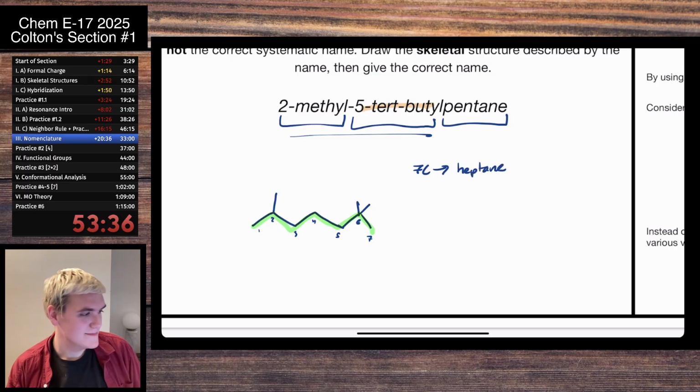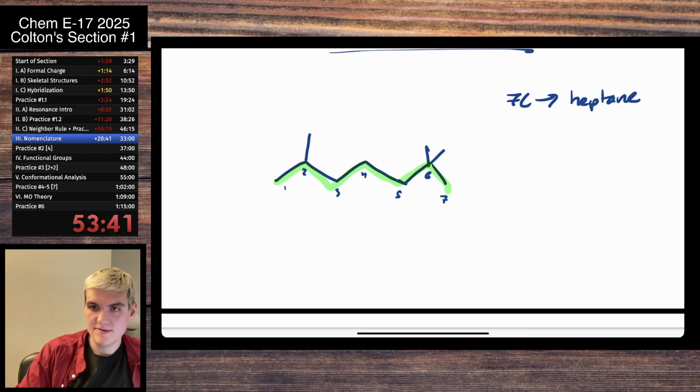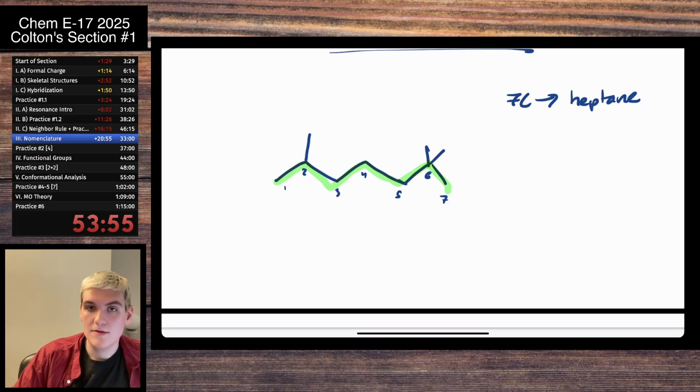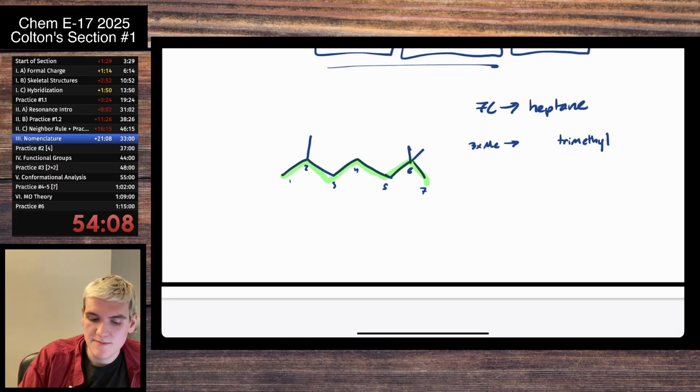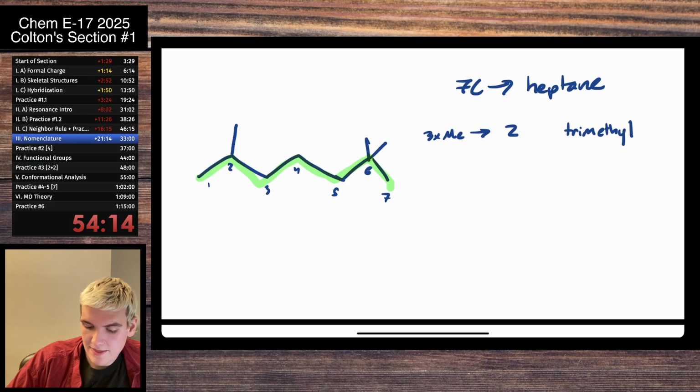Hept for 7. Then we look at our substituents, and all of them are going to be methyls, right? We have a CH3 here, CH3 here, CH3 here. When you have multiple of the same substituent, you put a prefix in front of it that tells you how many there are. Because we have 3 methyls, we are going to call this trimethyl. And then we said we had to list out locators for the position of each of these. The first one is on 2, and the other 2 are on 6.